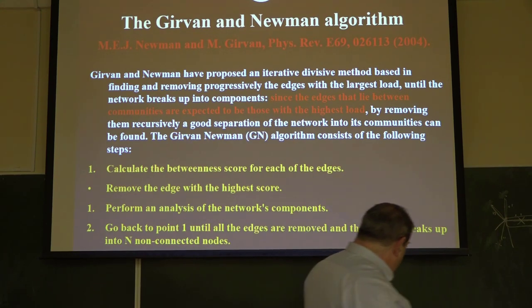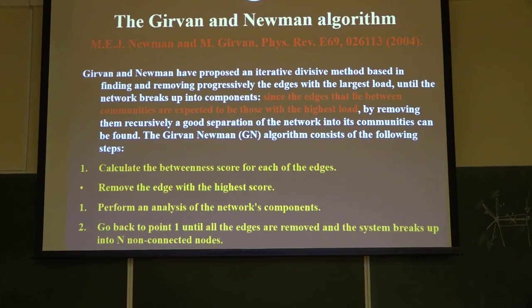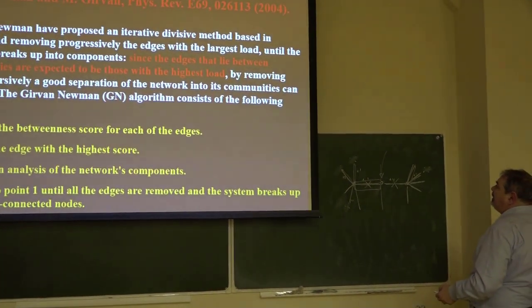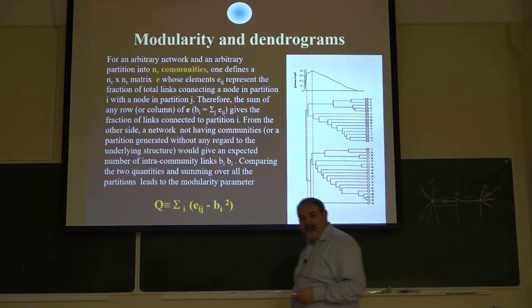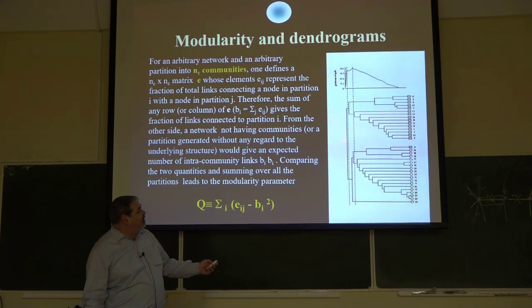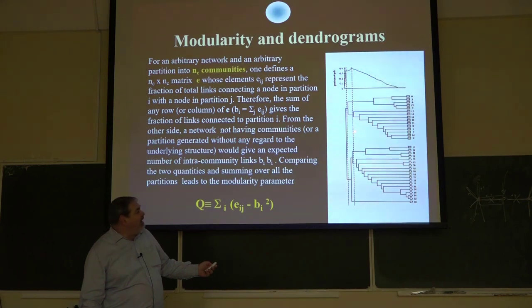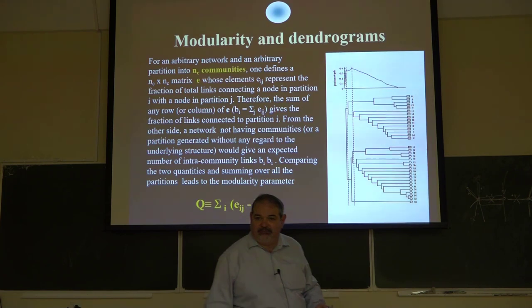So I get, by means of this algorithm, which is called the Girvan-Newman algorithm, the so-called dendrogram of my network. What is the dendrogram? I start with a unique component here, then I remove the link, and I have the first split in two, then the second split, the third split, up to all links are removed, and all nodes are isolated without links. Okay?